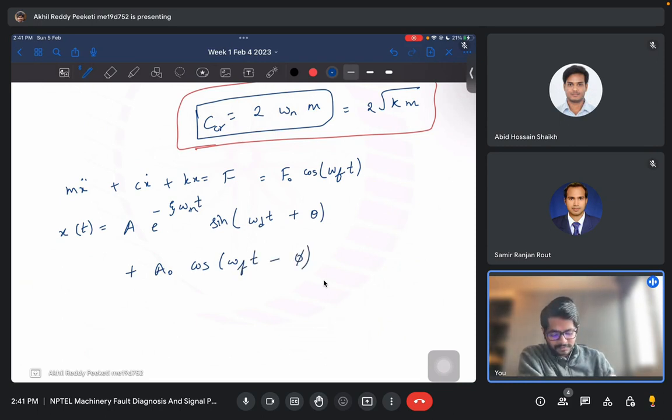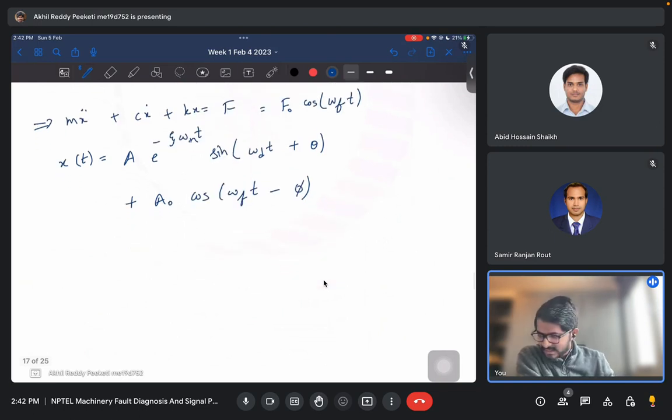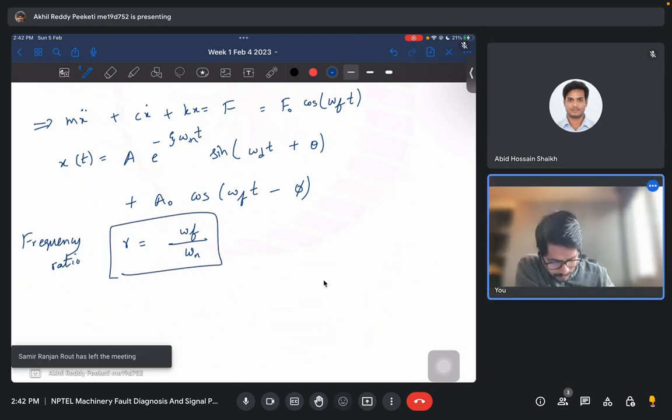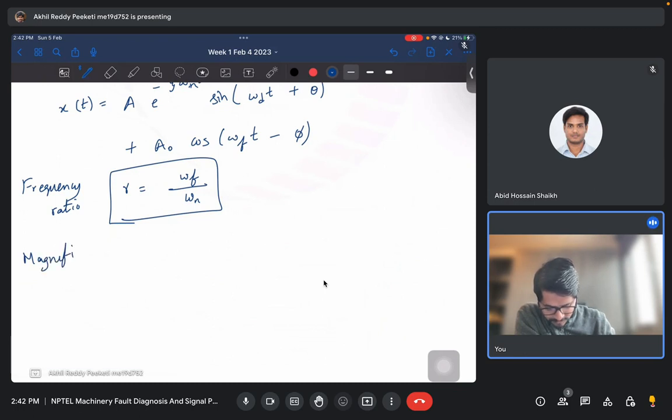So for a forced system, when there is an external force F, this would be the general solution. And in this case, the parameters to look at are: one is the frequency ratio R, which is the ratio of the forced frequency to the natural frequency of the system. And one more thing to see here is the magnification factor.